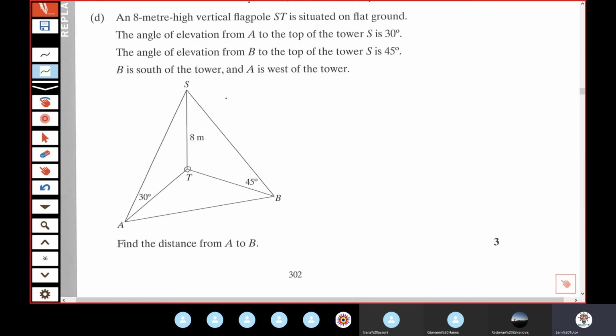An 8-meter high vertical pole, flagpole ST, is situated on flat ground. The angle of elevation from A to the top of the tower is 30 degrees. The angle of elevation from B to the top of the tower is 45 degrees. B is south of the tower, and A is west of the tower, which means that that's a right angle, which they've given anyways. Find the distance from A to B.